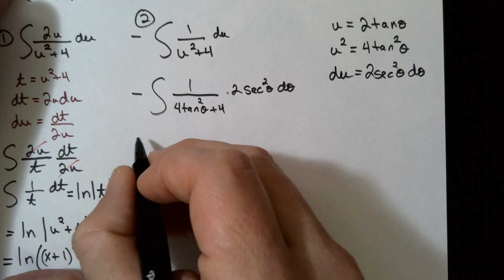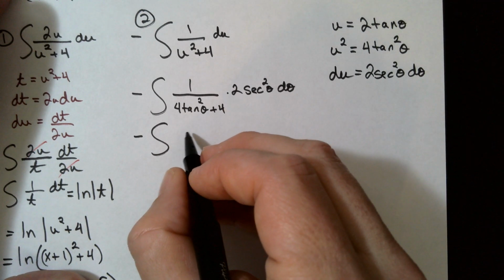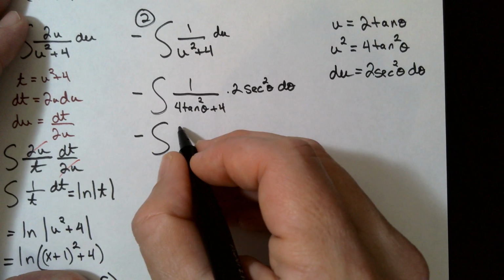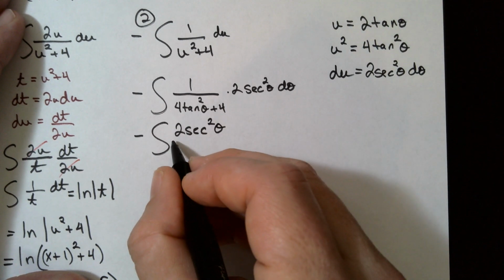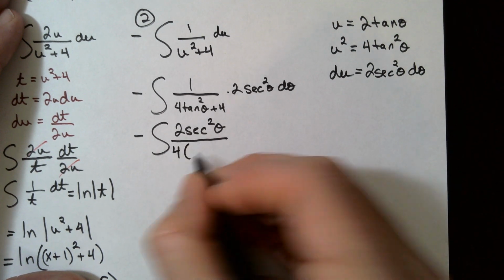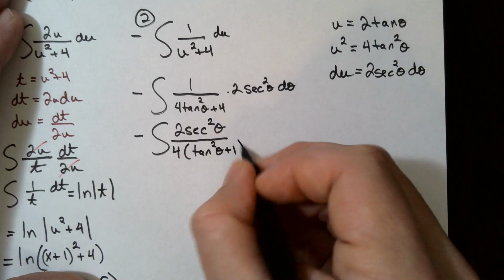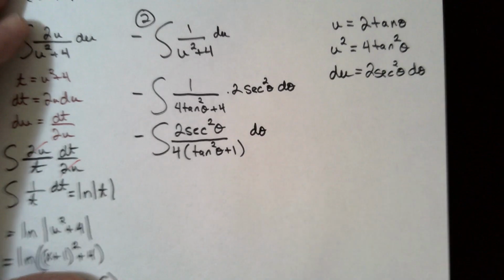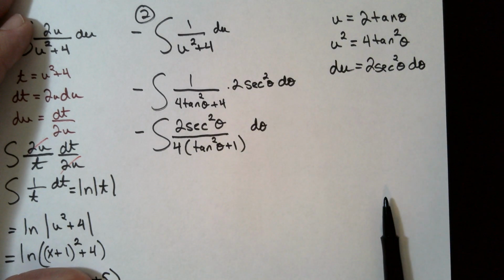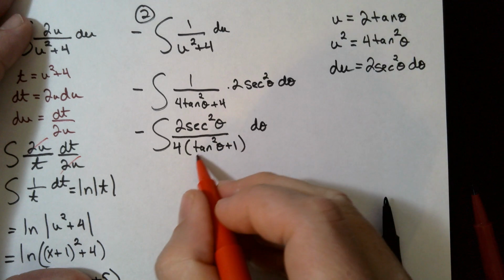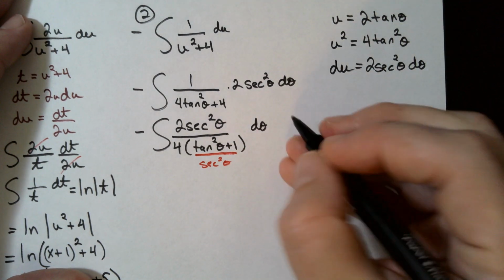All right, so that's going to be the integral. I'm going to factor out this 4, and I'm going to put the 2 on top, the 2 secant squared theta goes there. I'm going to factor out the 4, which would leave tangent squared theta plus 1 d theta. Notice that the 2 and the 4 are going to reduce. I'm going to exchange this right here with a secant squared theta. That's a trig identity.